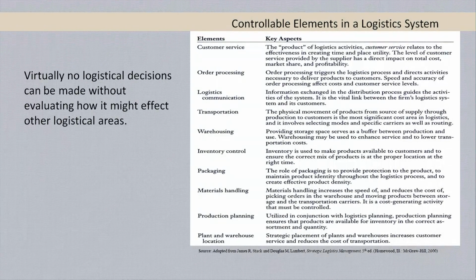So, virtually no logistical decisions can be made without evaluating how they might affect the other logistical areas, because it is understood now very clearly that this entire system operates like an ecosystem. So, if you tweak something at one end, you have to also adjust all the other layers or other blocks on the network. You can read in detail these controllable elements in the logistics system under each heading, and they are pretty much clear.